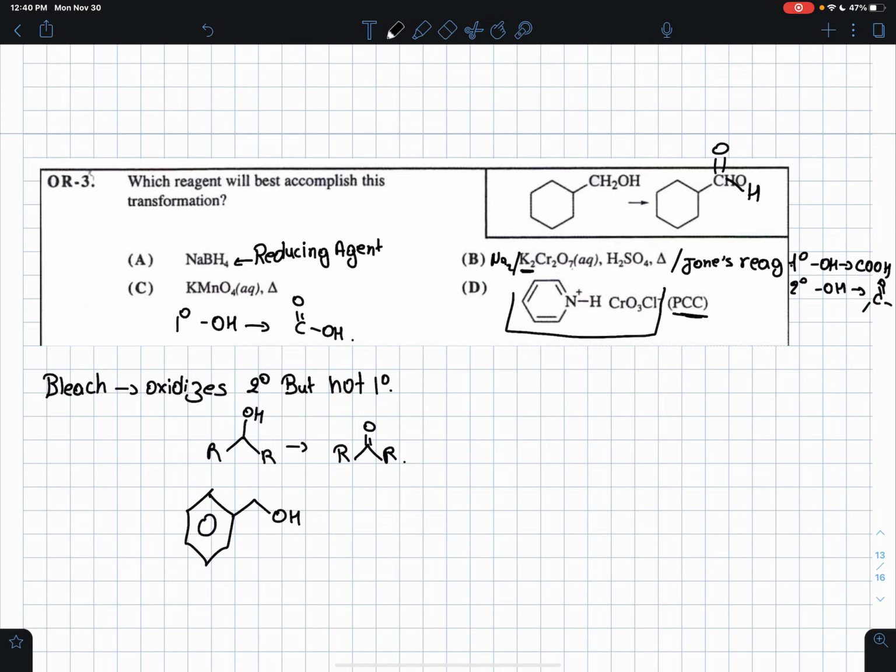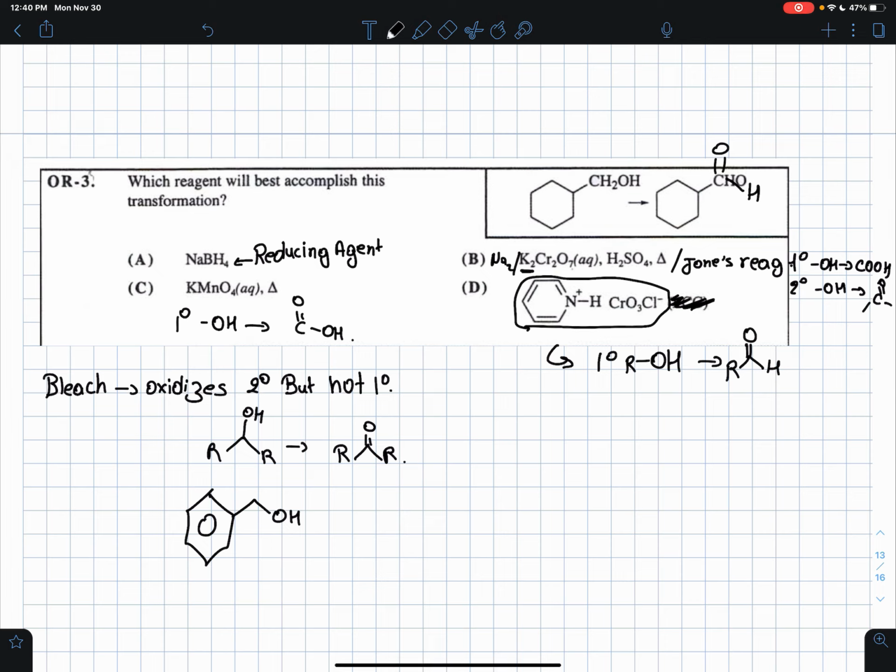Now looking at the last one, we're not used to seeing this thing. We're used to seeing PCC. PCC is a weak oxidizing agent, and it takes primary alcohols all the way to an aldehyde. That's the major difference between this oxidizing agent and Jones or KMnO4. You should also know the structure of it, because she can give you the structure without the name PCC, so you should be able to recognize that structure for PCC. In this case, because we went from the primary alcohol to an aldehyde, my answer would be D.